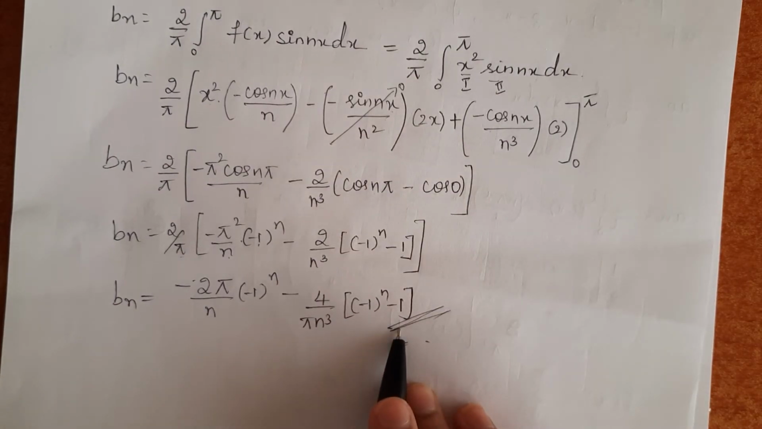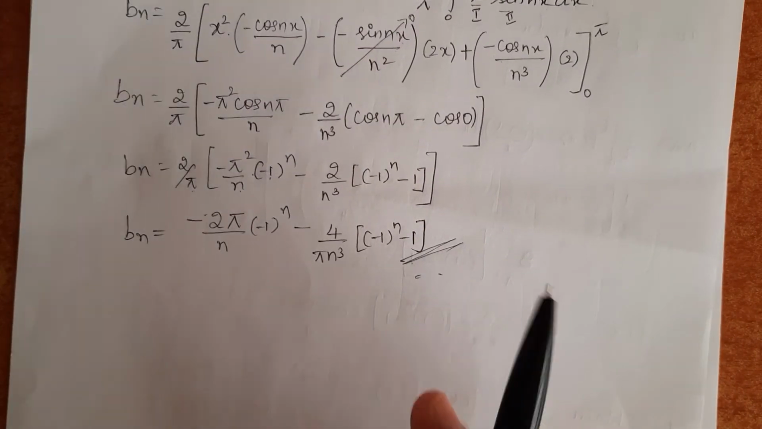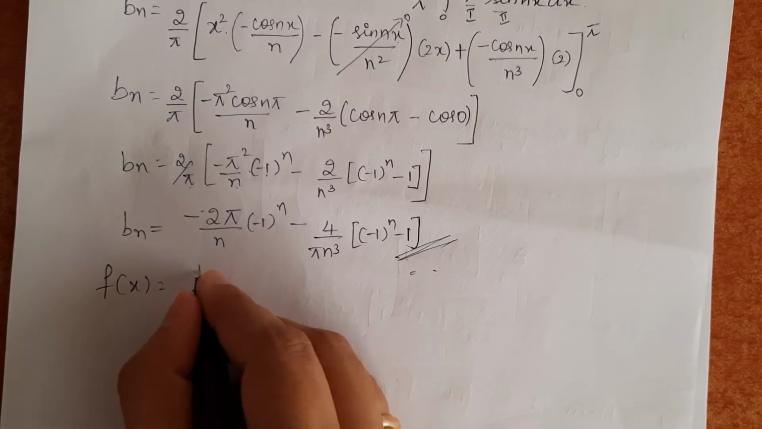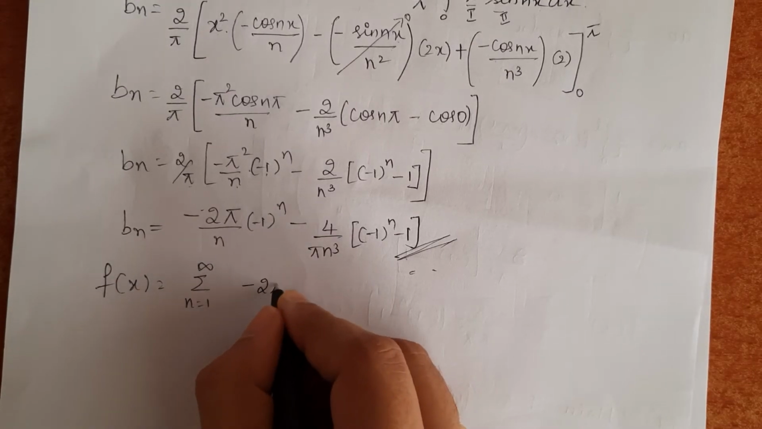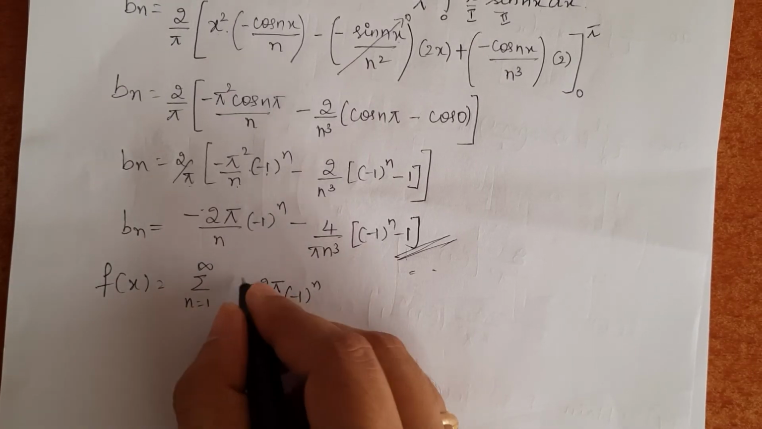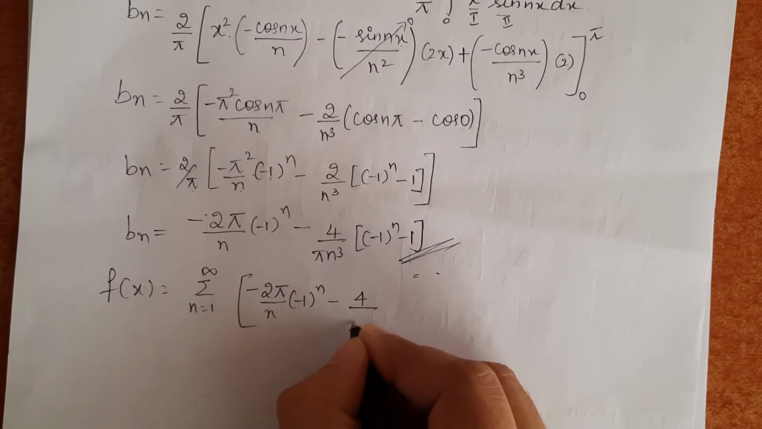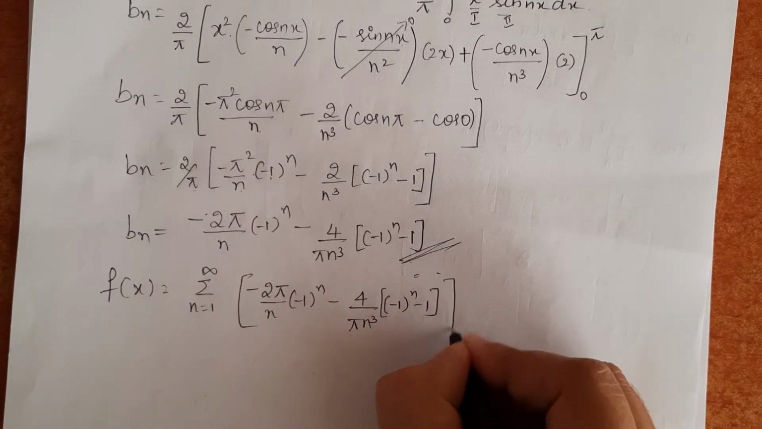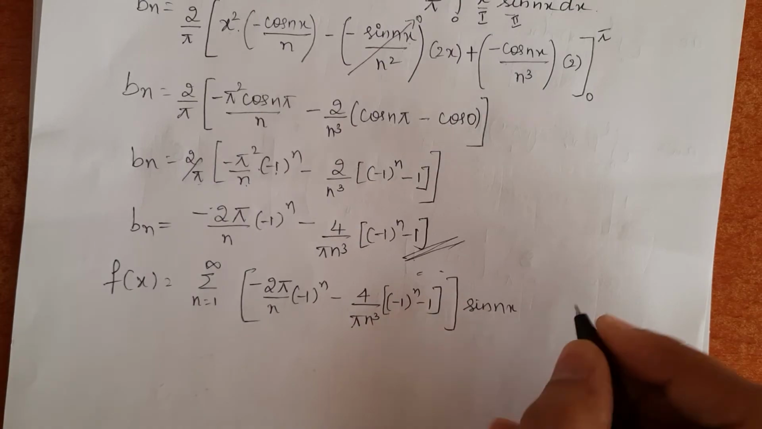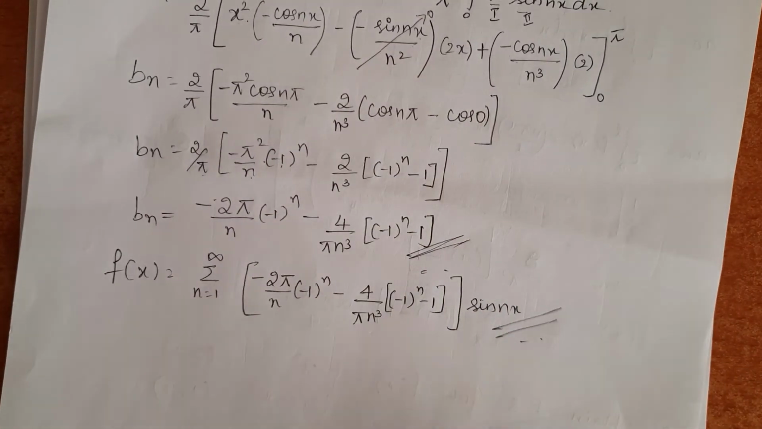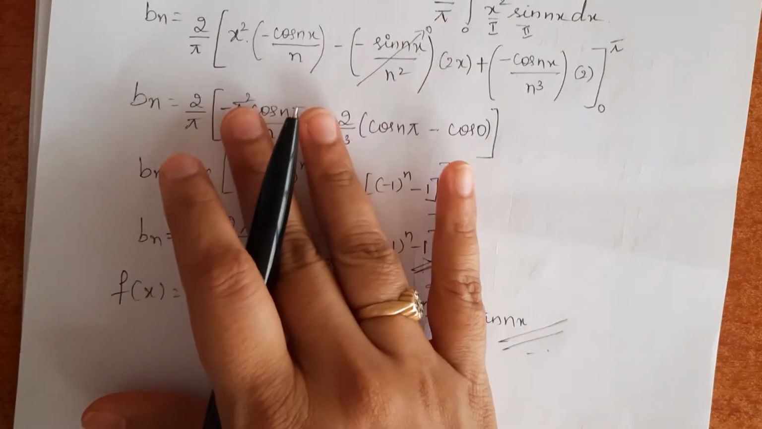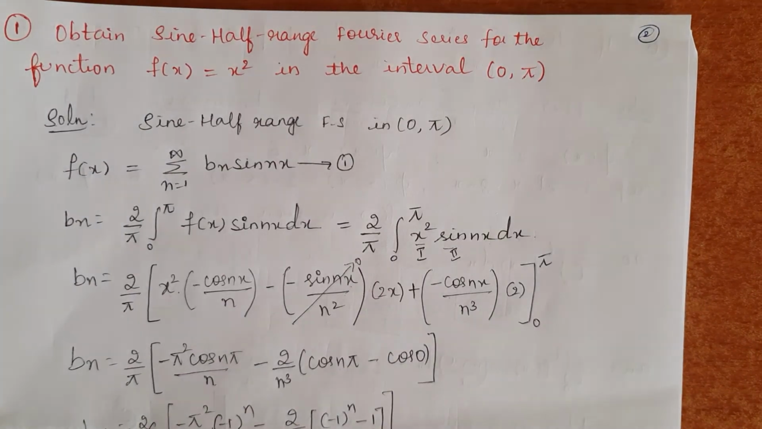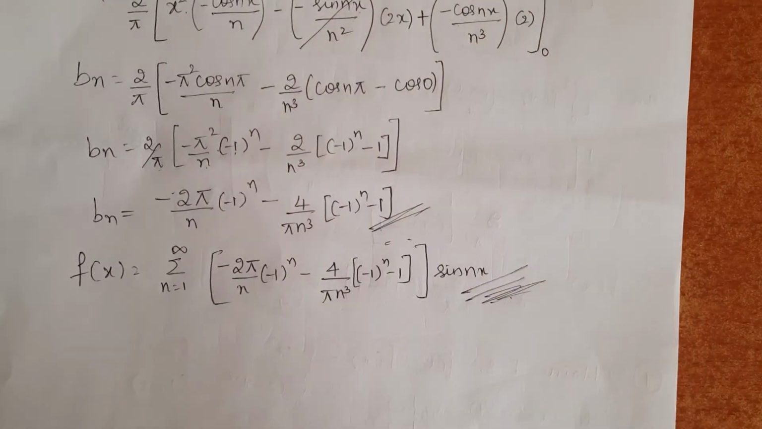After getting Bn, we should substitute back in equation 1. So f of x equals summation n equals 1 to infinity, Bn is minus 2 pi by n into minus 1 to the power n minus 4 by pi n cube into minus 1 to the power n minus 1, into sine nx. This is the required sine half range Fourier series for the given function f of x equals x square in the interval 0 to pi. This is how we should calculate sine half range Fourier series.